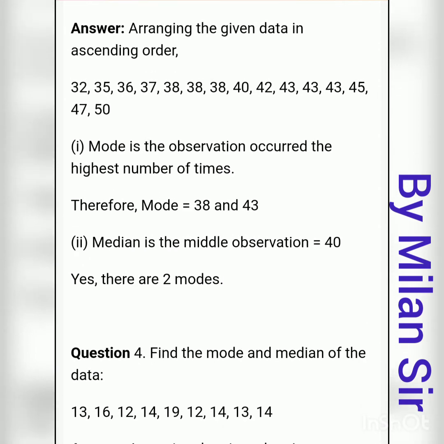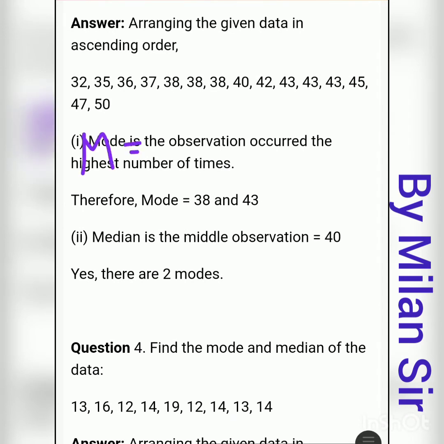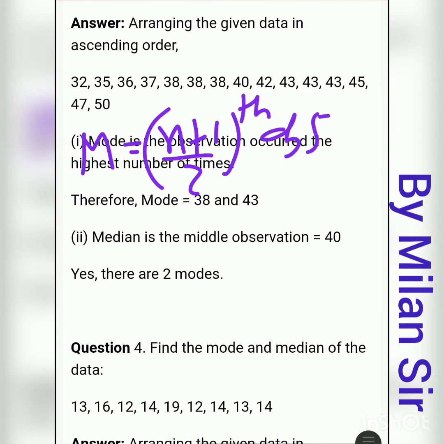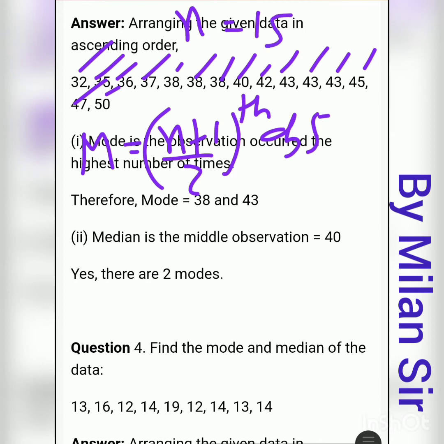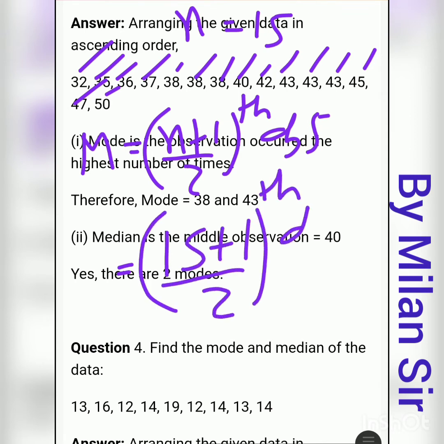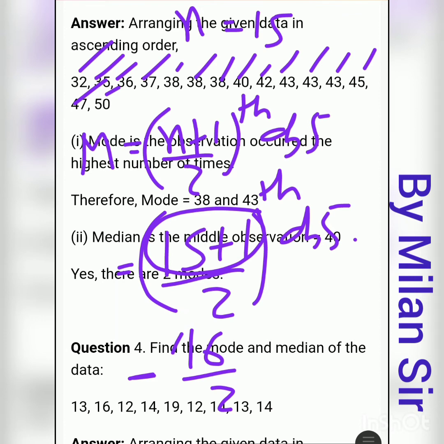For finding out the median, we need to use the formula: median is equal to (n plus 1) by 2th observation. First of all, we need to find the value of n. So just count the numbers here: 1, 2, 3, 4, 5, 6, 7, 8, 9, 10, 11, 12, 13, 14, 15. So your n is equal to 15, because a total of 15 numbers are there. Now put the value of n equal to 15. So 15 plus 1 divided by 2th observation. 15 plus 1 is 16, 16 by 2th observation.